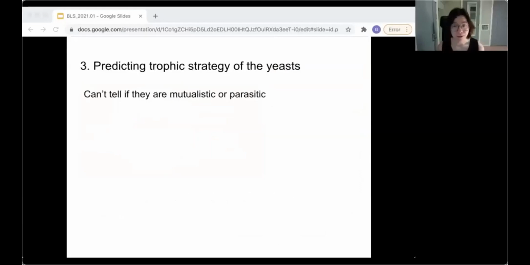Finally, we come to our burning question. Are the yeasts mutualistic or parasitic? It turns out that genomic profiles are not really enough to answer this question. However, there was some evidence I wanted to mention.